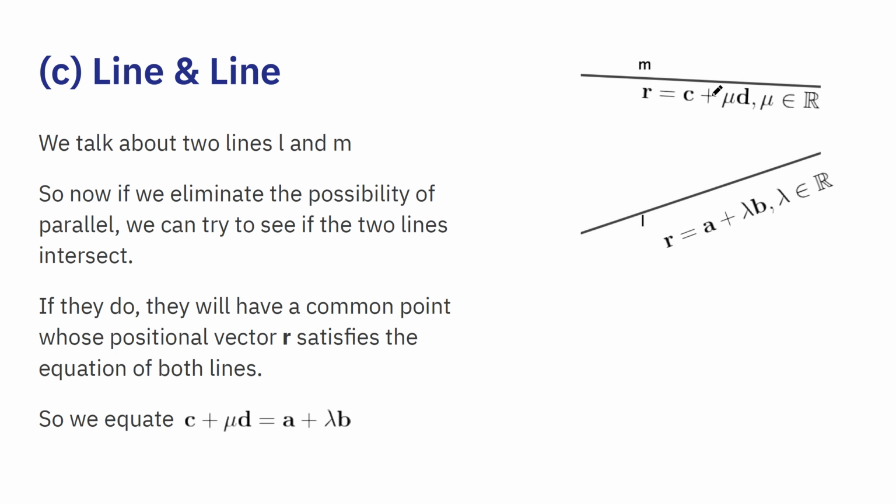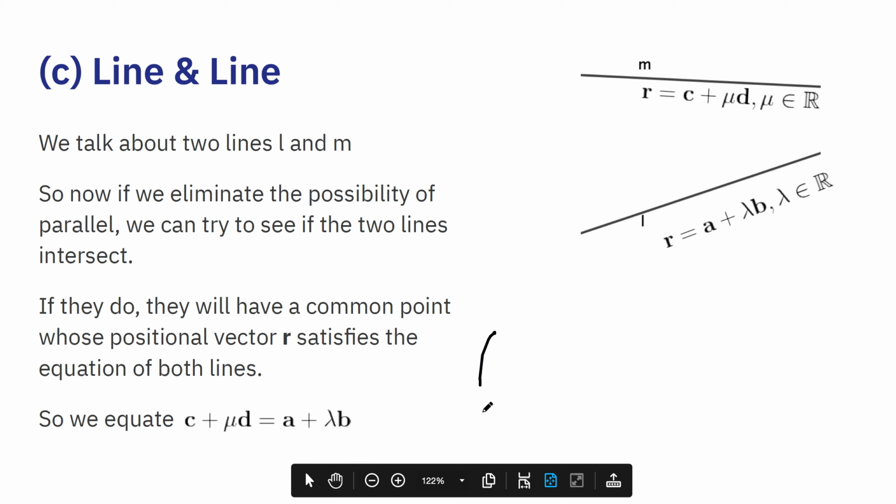Next, if we have already eliminated the possibility of two lines being parallel, we can try and see if the two lines intersect. So all we have to do to see if two lines intersect is to equate these two equations together. And then we solve. So we know that each vector here will have 3 terms, right? So let's say C is 1, 2, 3, and say our D is, say, 4, 5, 6.